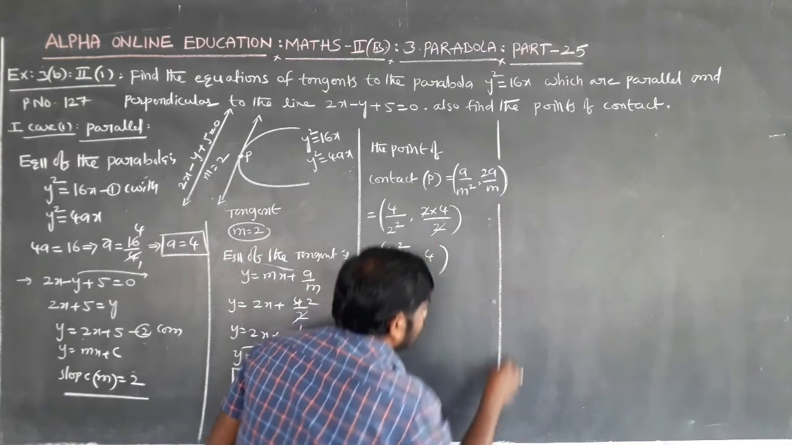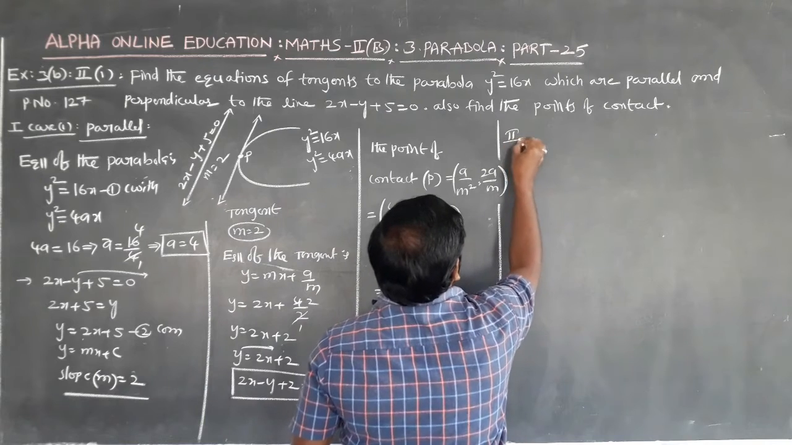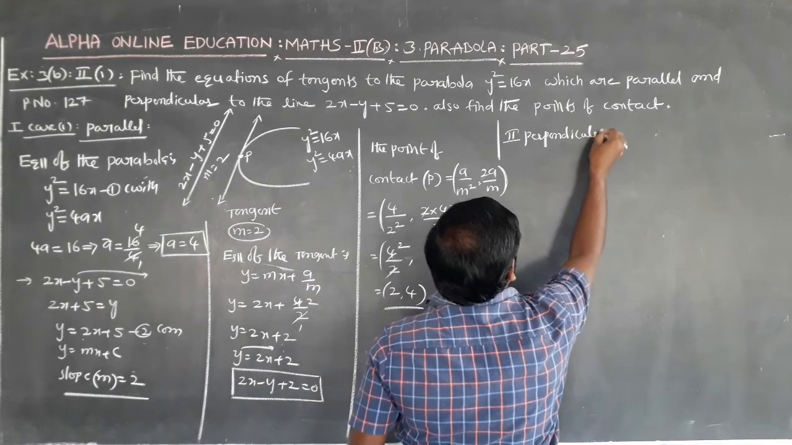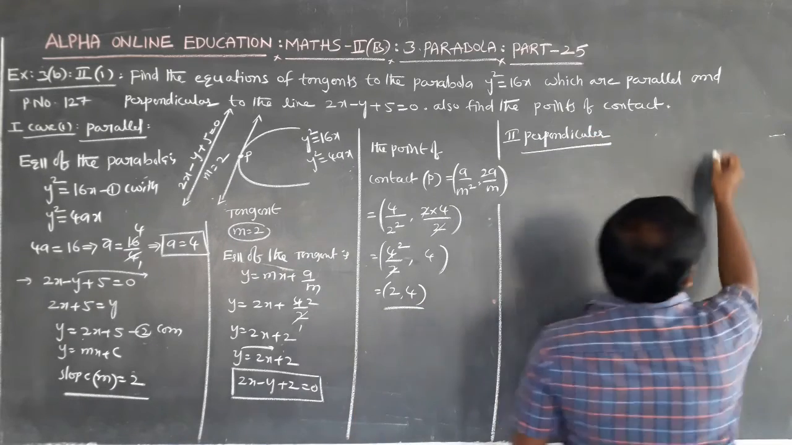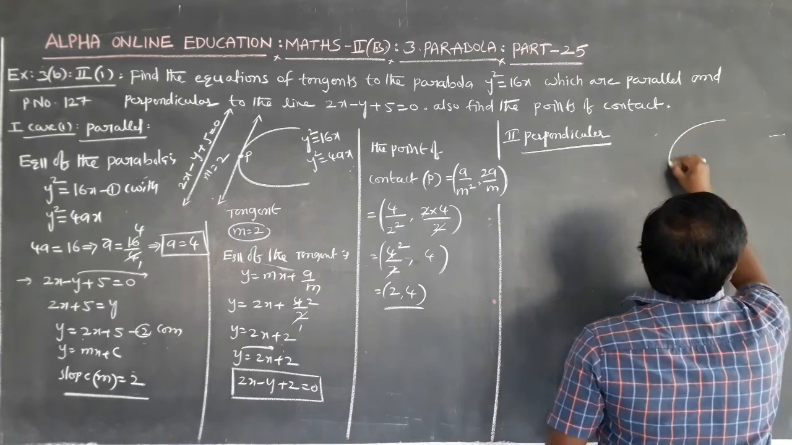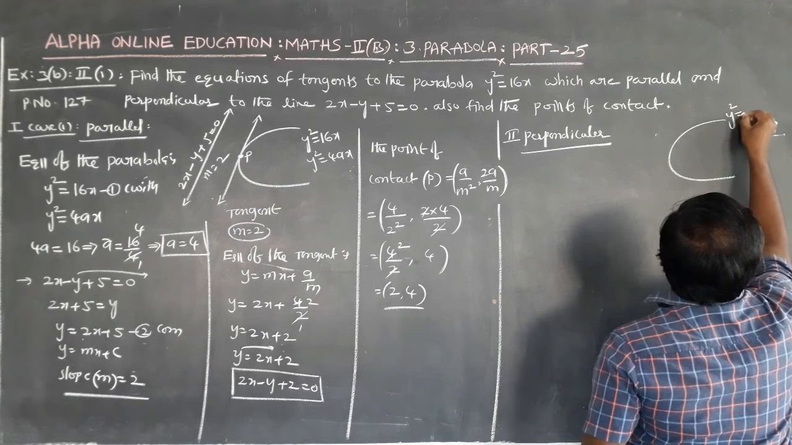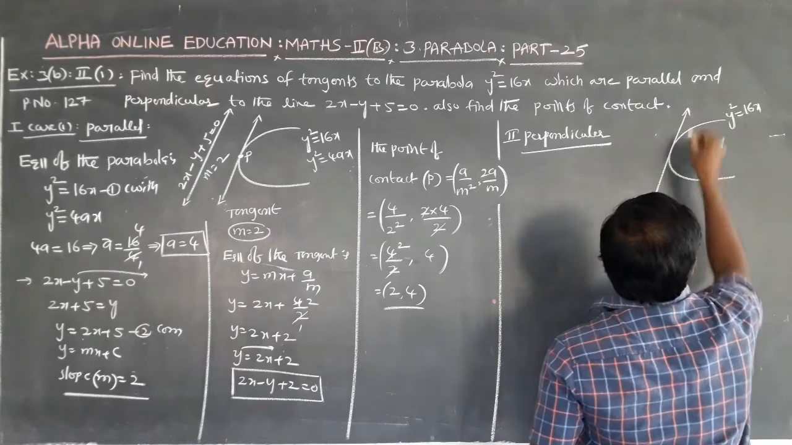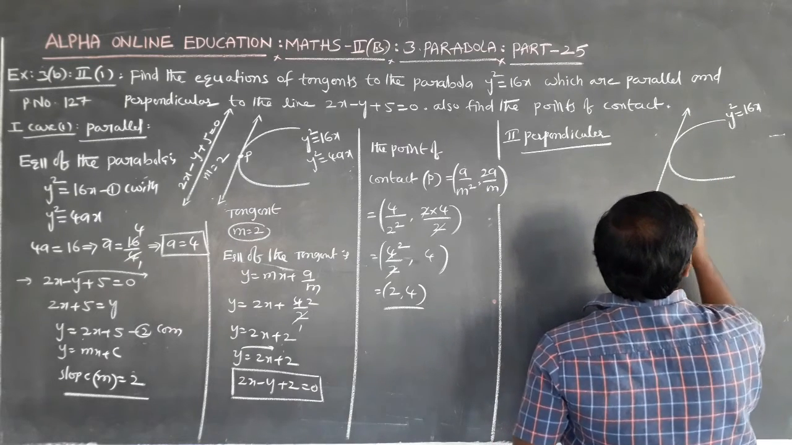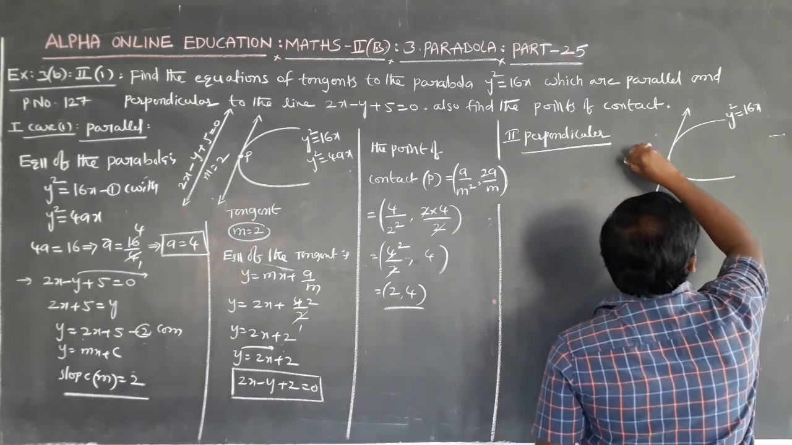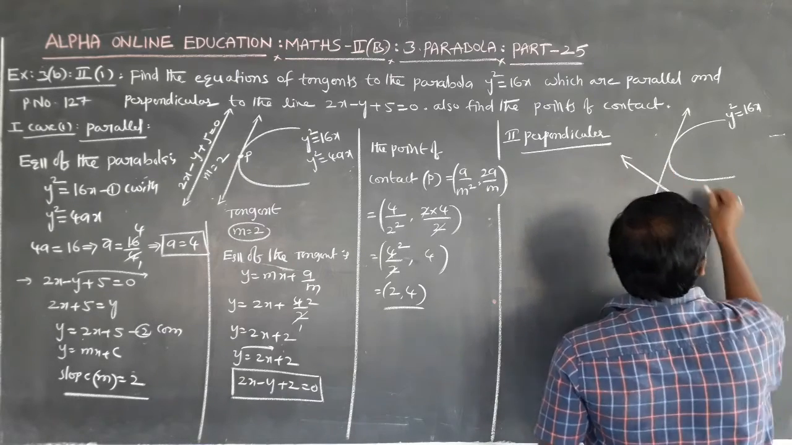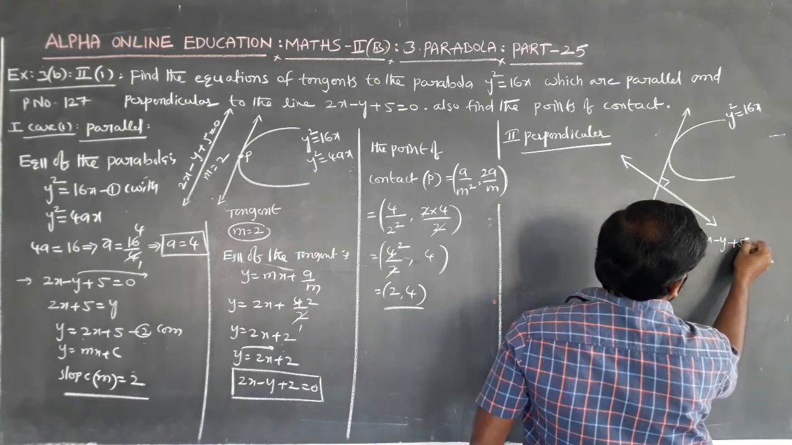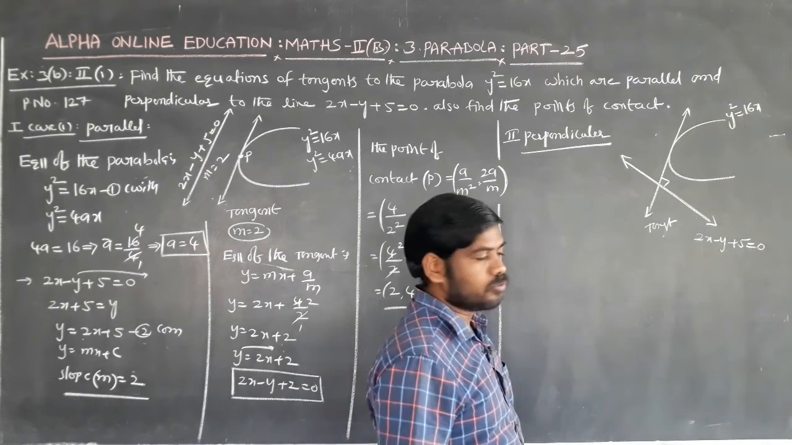Second one is perpendicular. Find the equation of the tangent to the parabola y square is equal to 16x which are perpendicular to the line. This is the given line, 2x minus y plus 5 is equal to 0.